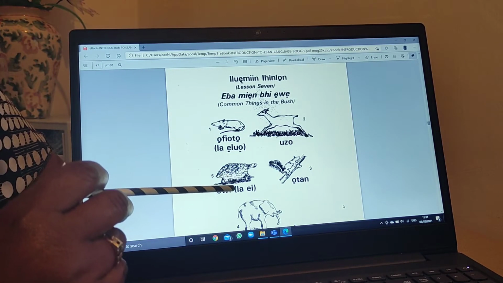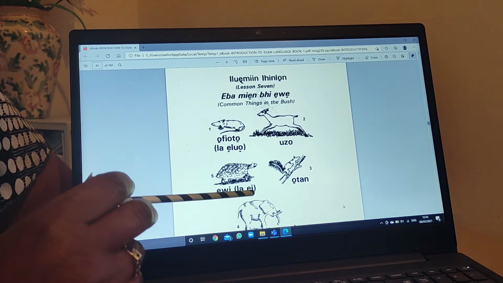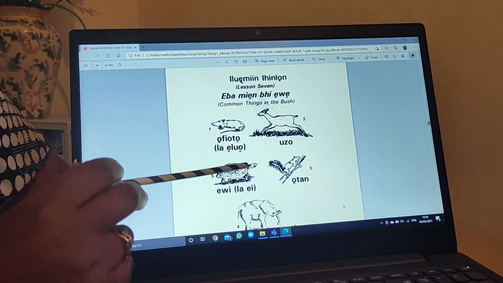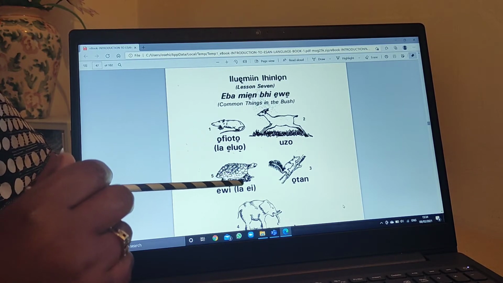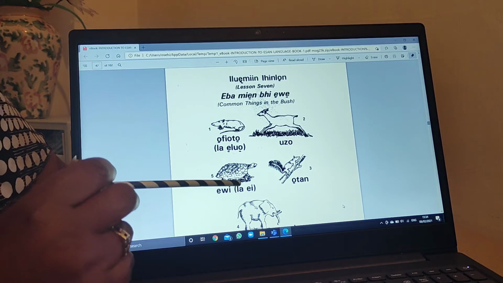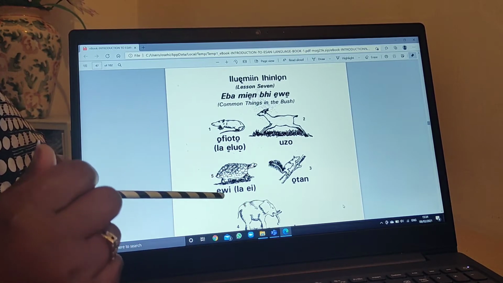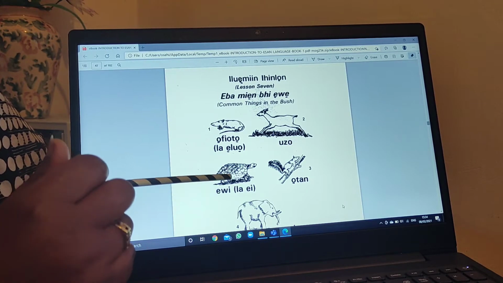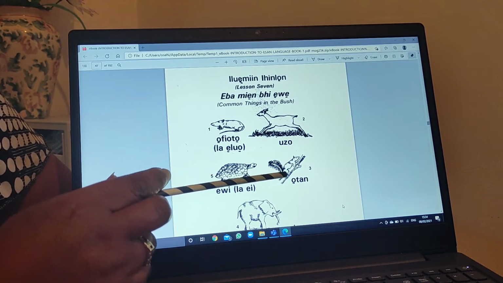The next one is tortoise, which is Ewi La Ei. Tortoise is mostly found in the bushes in Esan land, and I know some of you must have seen them in the zoo as well. And probably some people use it for domestic pet as well. So Ewi La Ei is for tortoise. Otan is squirrel.